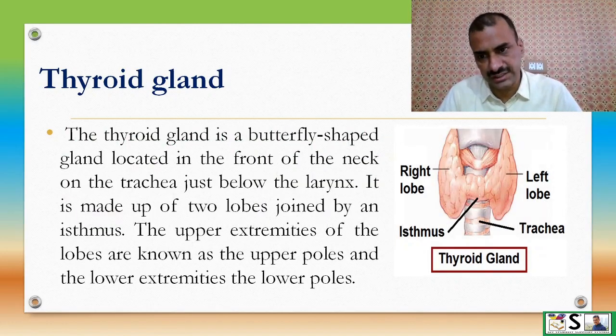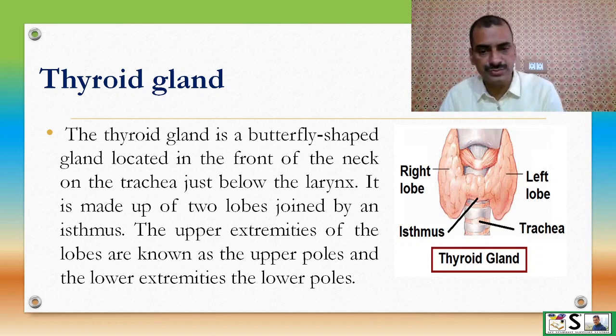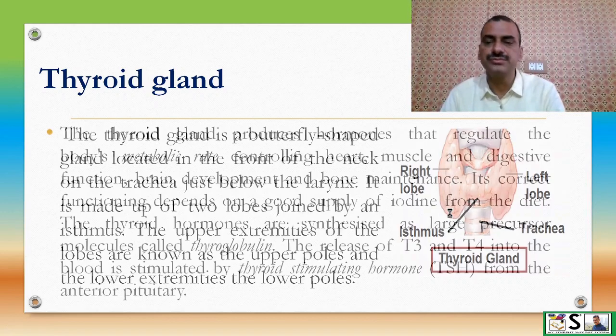Next is thyroid gland. The thyroid gland is a butterfly-shaped gland located in front of the neck on the trachea just below the larynx. It is made up of two lobes. These are two lobes, right lobe and left lobe, which are connected to each other by isthmus. It has two upper poles and two lower poles.